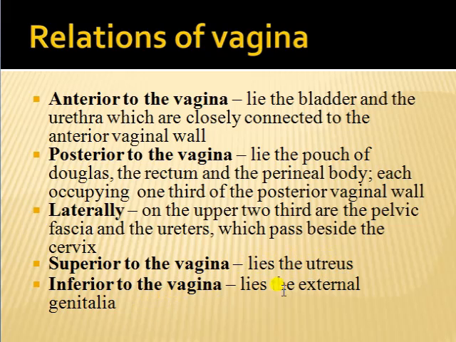Inferior to the vagina are the external genital organs. So we have to draw a neat diagram, then only can we easily understand which structure is in the anterior position, which in the posterior, which lateral, and which superior. We can write this when we draw and learn the diagram neatly.